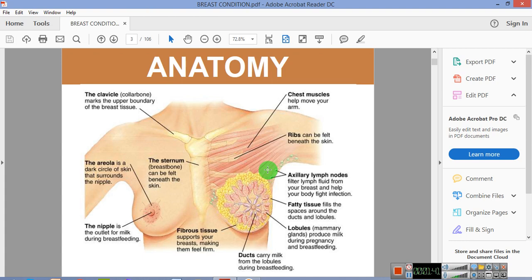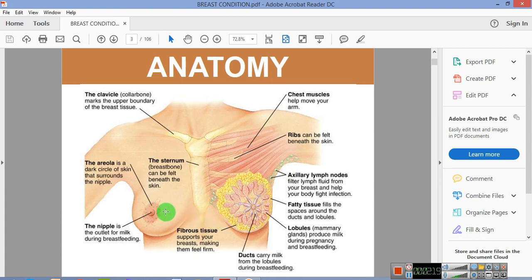When we look into the structure, this is the location, the clavicle bone. This is the sternum. Superficial to the sternum, and then to the side of the sternum, and superficial to the chest wall, those are the chest muscles. Ribs can be felt beneath the skin, and axillary lymph nodes can also be seen here.